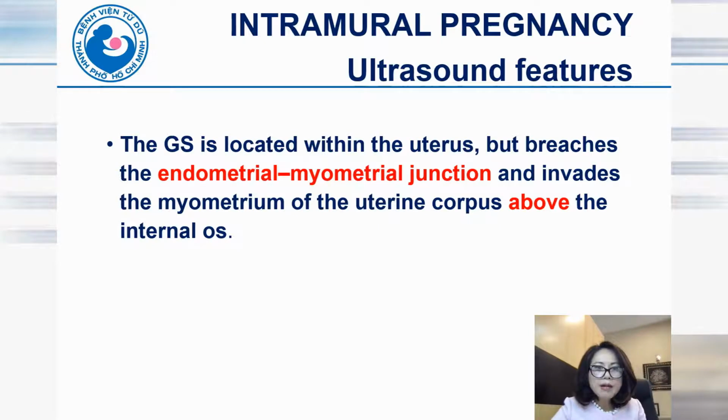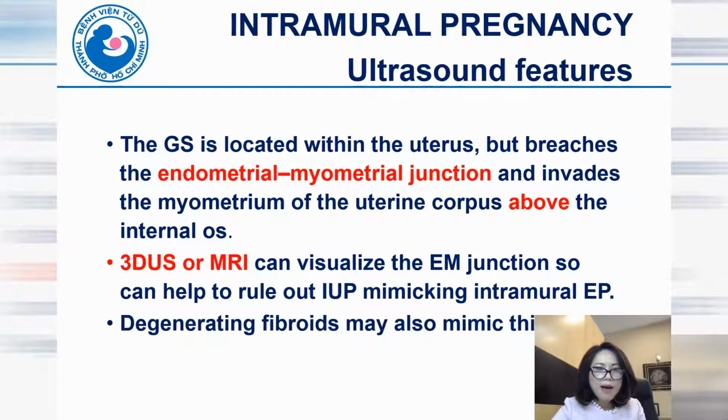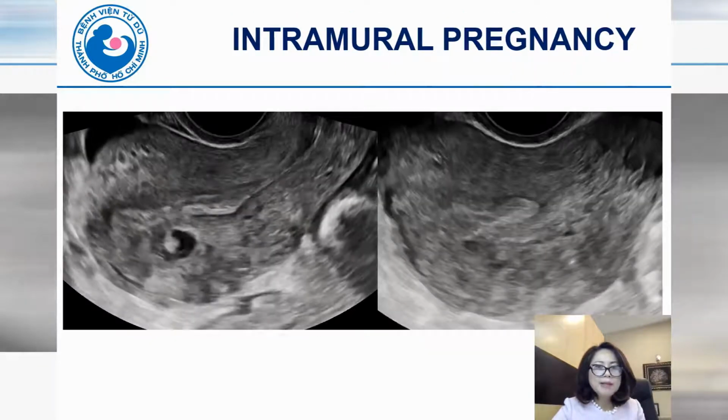Ultrasound suggests an intramural pregnancy when we see the GS located within the uterus but bridging the endometrial-myometrial junction and invading the myometrium of the uterine corpus above the internal os. We know 3D ultrasound and MRI can visualize the endometrial-myometrial junction better than 2D ultrasound, so they can help to rule out intrauterine pregnancy mimicking an intramural ectopic pregnancy. A degenerating fibroid may also mimic an intramural pregnancy.